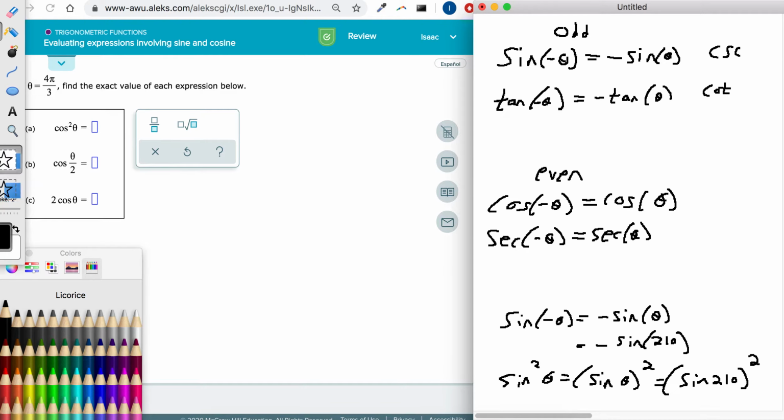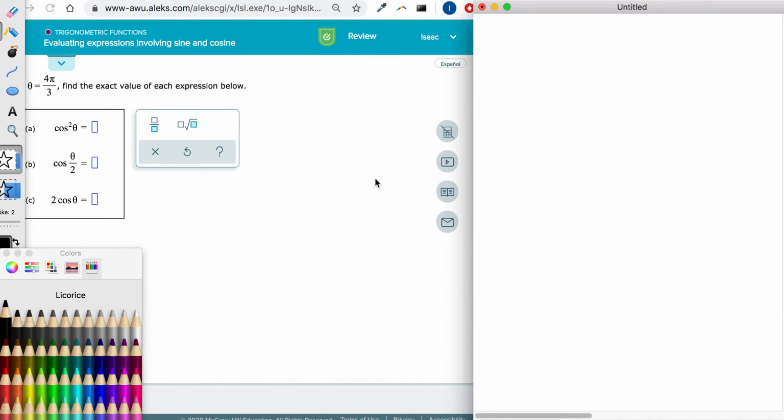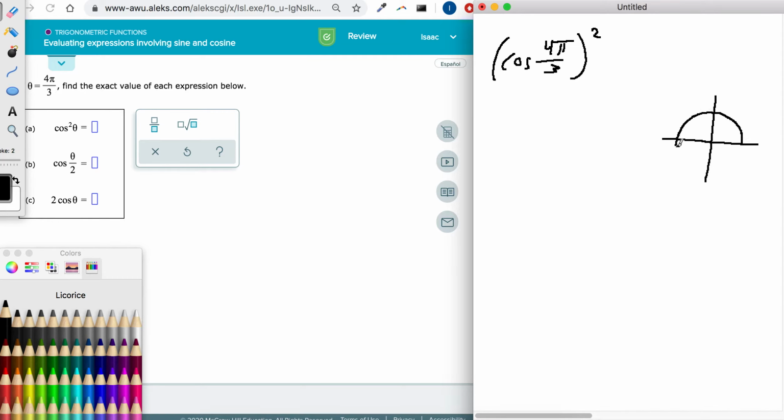Let's do this one. This one's in radians. If theta equals 4 pi over 3, and you have cosine squared theta, remember that's the same thing as cosine of theta, which is 4 pi over 3, being squared. Cosine of 4 pi over 3, you could do that if you've memorized the special reference angles, reference triangles. If you draw 4 pi over 3 on the unit circle, there's pi. 4 pi over 3 is right around here. So this is pi over 3 for an angle down here.